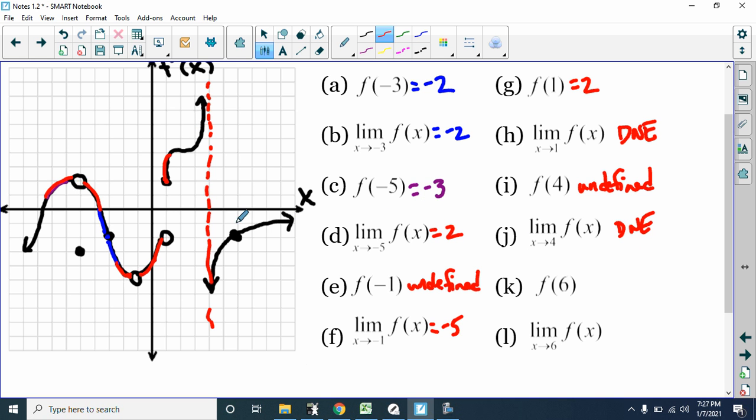Part K, f of 6. 6 is this x value right here. The y value is -2. And the limit as x approaches 6 of f of x. As I come into 6 on both sides, my y value is getting closer and closer to -2.